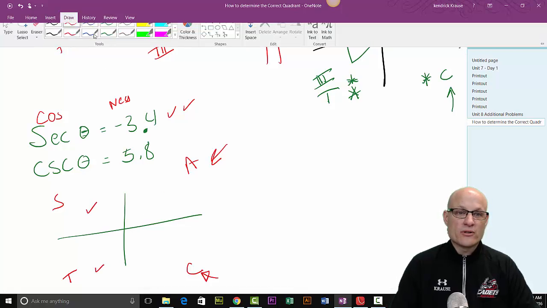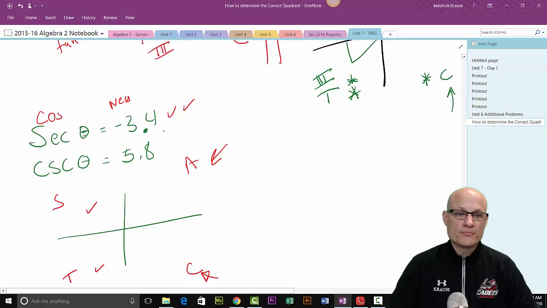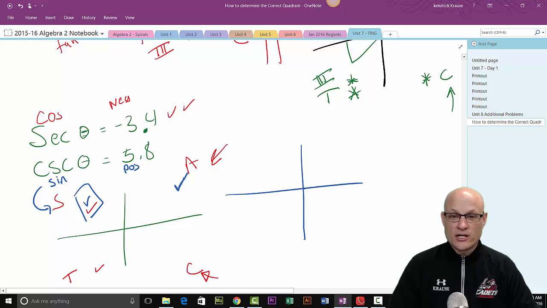And we'll do the other one in blue. I don't understand cosecant. Sine is positive. Well, if it's positive, I know it's got to be a check mark here. And here's my S. So sine also has to be positive here. So I'm in the second quadrant. So if I was drawing a triangle, I would draw that one. Remember, it's got to be part of the bow tie. But in this case, we'd be in quadrant 2.